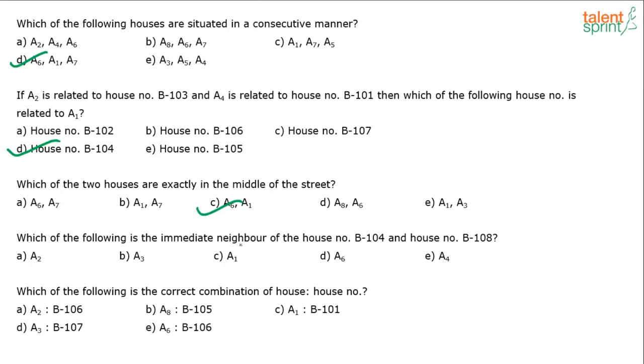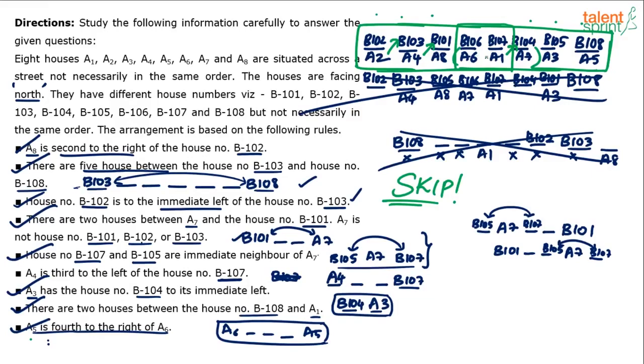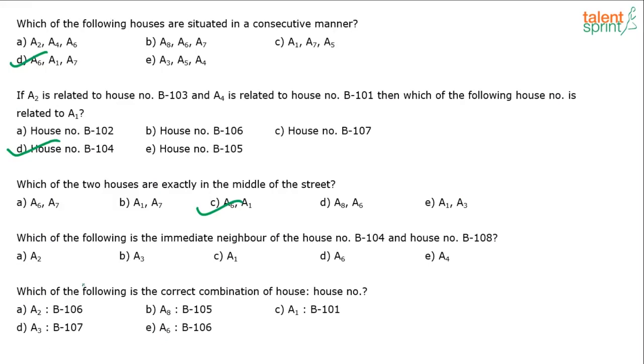Fourth one. Which of the following is the immediate neighbor of the house numbers B104 and 108? So basically, what comes in the middle of 104 and 108? Who is the immediate neighbor of 104 and 108? It is B105 or A3. Check that. A3. Option B.